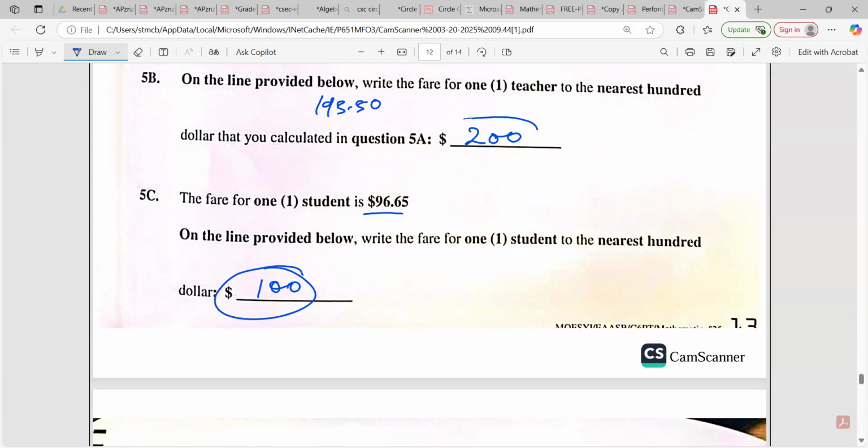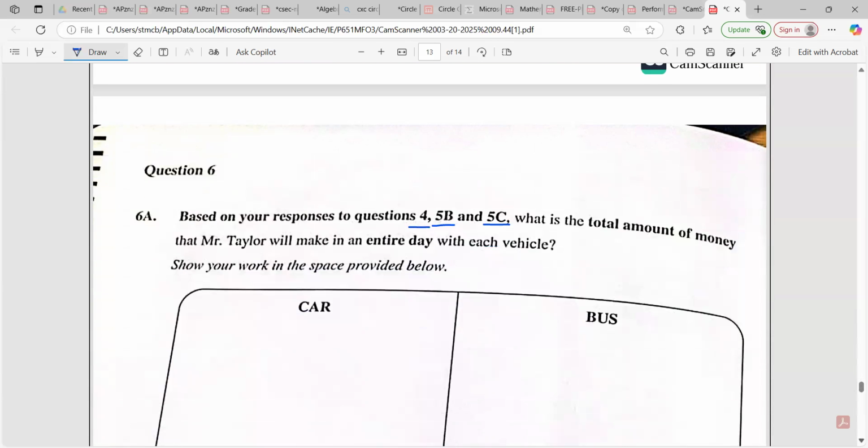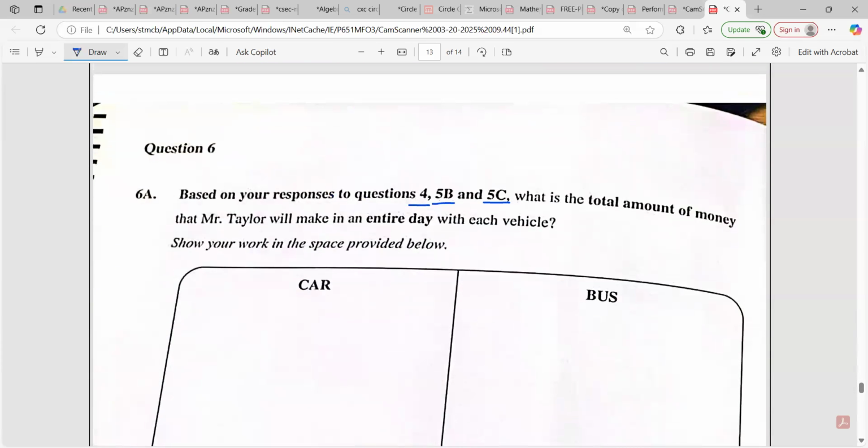For some reason I worked with the other number. So it's actually $200 for a teacher and $100 for a child. That makes more sense. It actually turned out easier. Alright, so we know the car travels with a total of 84. Was the car 84? No. The car was 80 and the bus was 84.